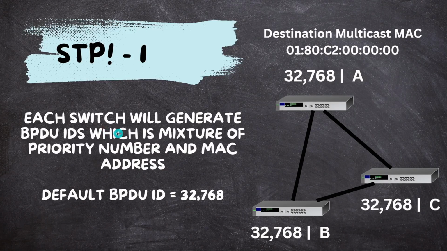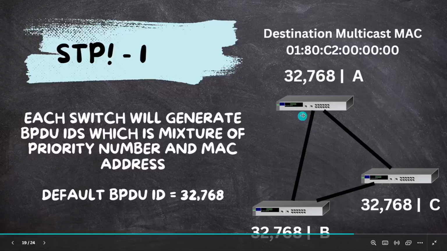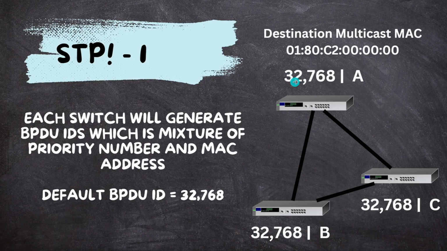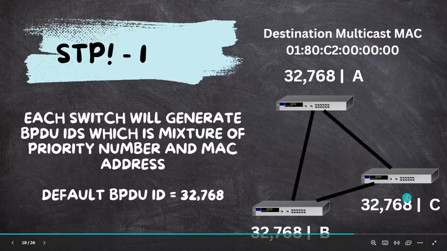The default BPDU priority number is 32768. That is configured by default on Arista switches. You can see in this topology that all the Arista switches will select this priority number by default. This is the priority number, and let's say this is the MAC address, an imaginary MAC address, basically A, B, and C.